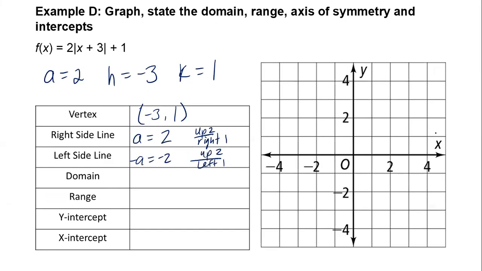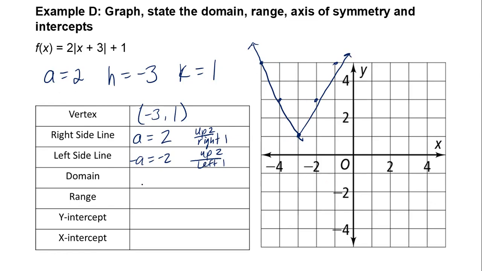All right, so I'm going to graph. I go to -3, go to 1. I'm going to go up 2, over 1, up 2, over 1. Now I'm going to go up 2, left 1, up 2, left 1. Pretend that I went through those points. Okay? If it didn't make a V, that was your sign you did something wrong.